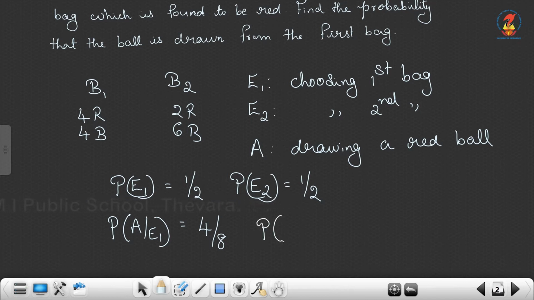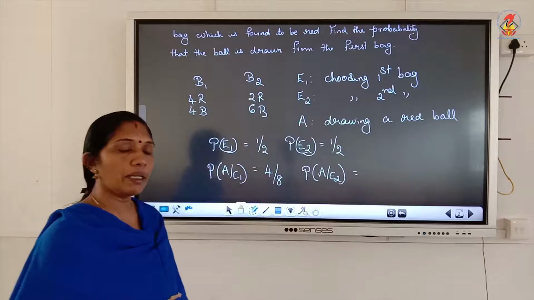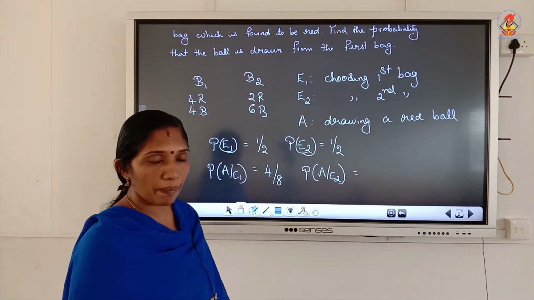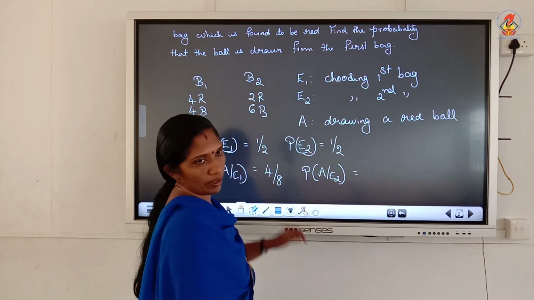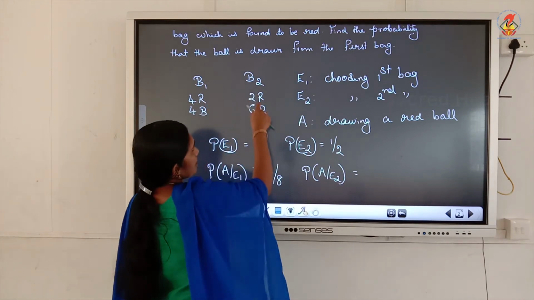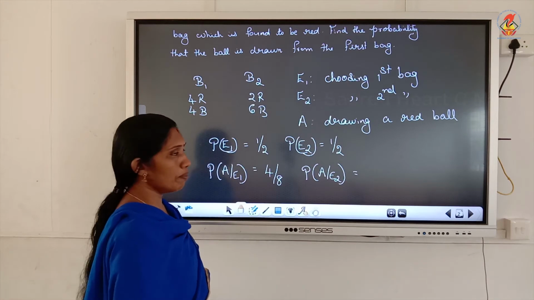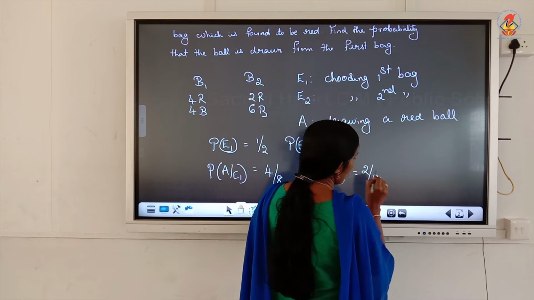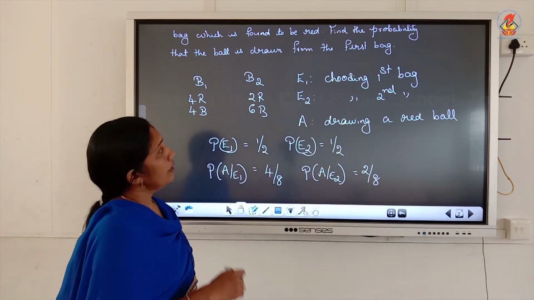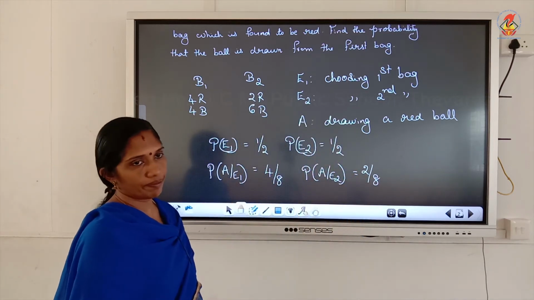Now, what is P of A given E2? A given E2. This happened first, then only A. That is, we selected bag number 2. Then from bag number 2, taking a red ball. So, how many red balls in bag 2? 2 red balls. So, the probability is 2 out of the total number of balls 8. Now, what is the question?